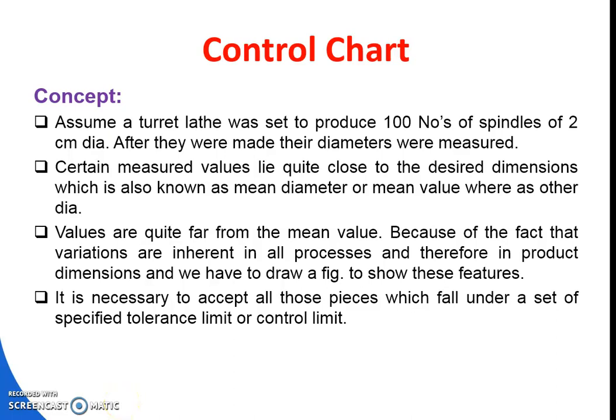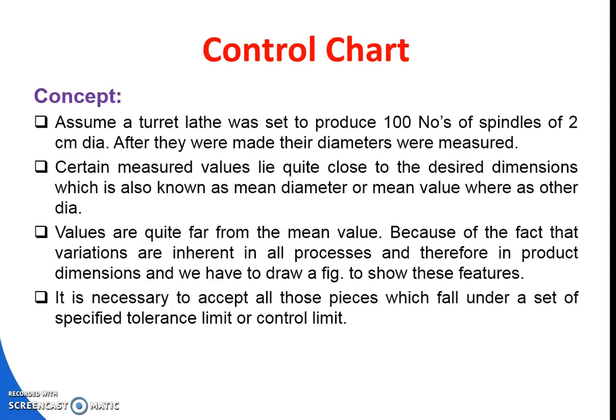We are studying about the control chart. Control chart is the graphical representation of the data collected from the manufacturing area. That may be dimensional analysis, that may be defect calculation. And in a control chart, we can find out whether the process is under control or not, whether the products are acceptable or rejectable.